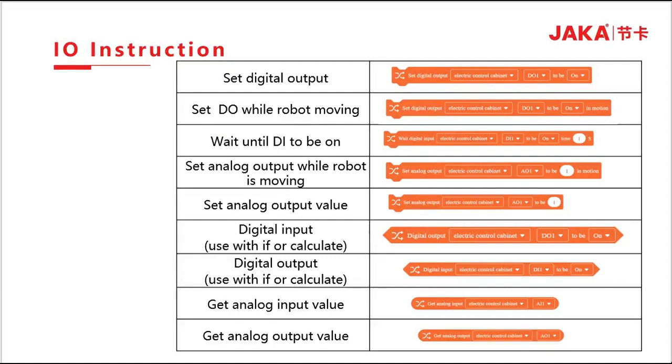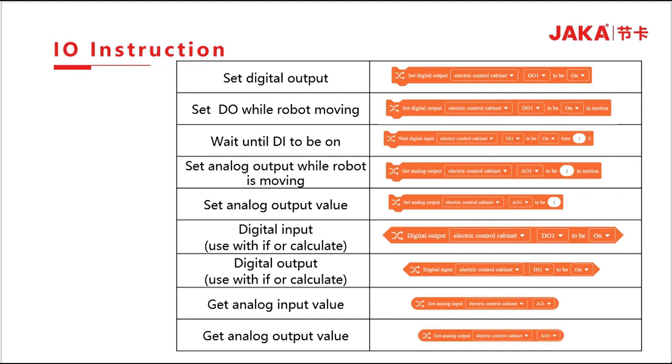Set digital output. Control the tool at the end of the robot or a function plug on the controller. For example, a gripper which has a simple digital communication. Set digital output while robot moving. Same function as previous, but considers the robot movement. For example, the gripper can be opened during the movement of the robot and save some time during the operation.